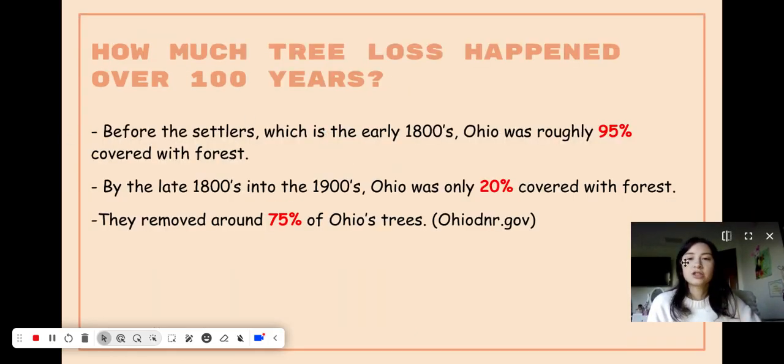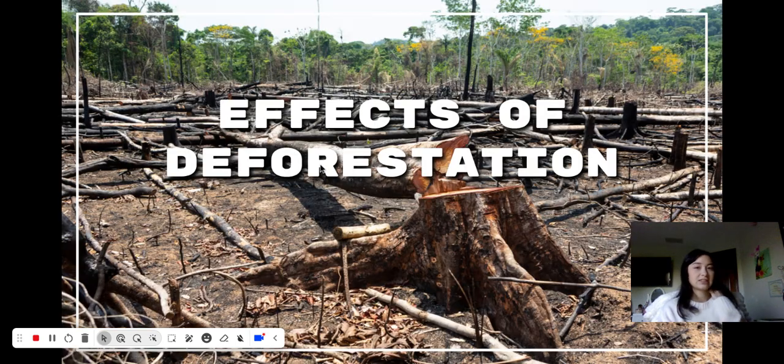So how much tree loss actually happened over 100 years? Before the settlers, Ohio was roughly 95% covered with trees, but by the late 1800s, it was only 20% covered with trees. So they removed around 75% of Ohio's trees in that short amount of time. Now we look into the effects.